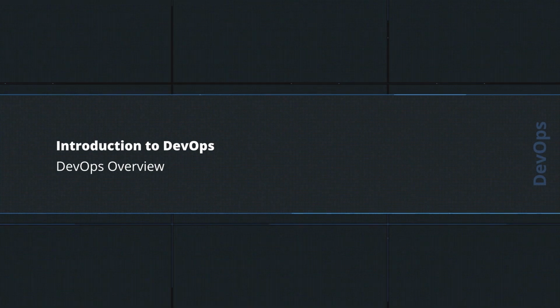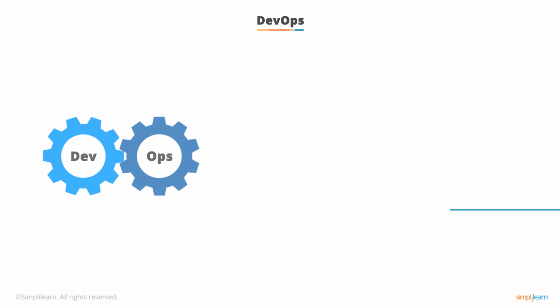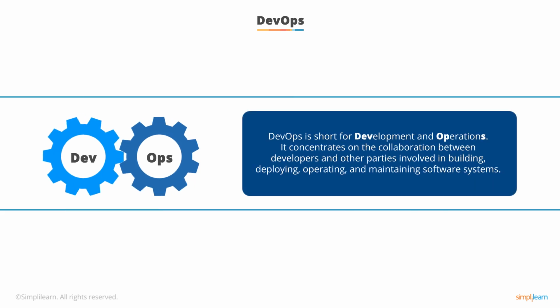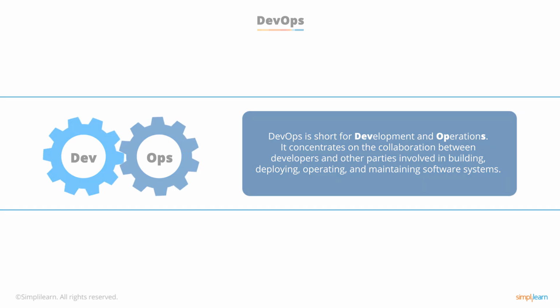DevOps Overview. So what's a good definition for DevOps? Here's one. DevOps is short for Development and Operations. It concentrates on collaboration between developers and other parties involved in building, deploying, operating, and maintaining software systems.